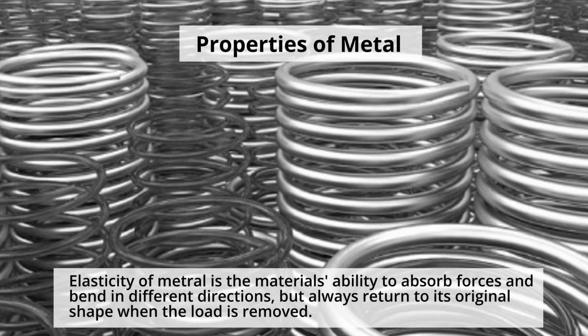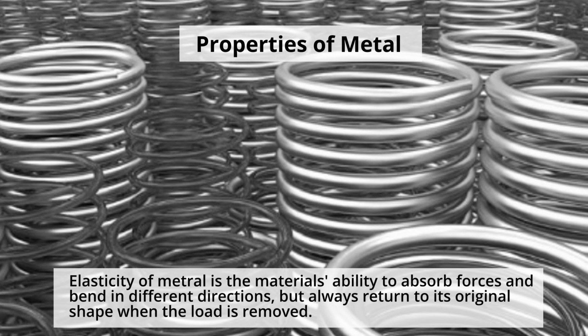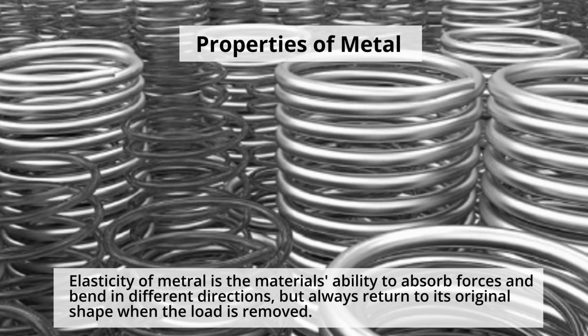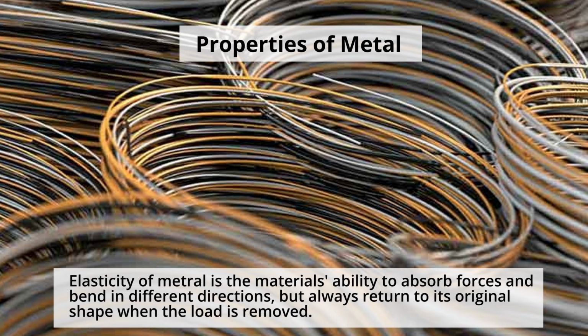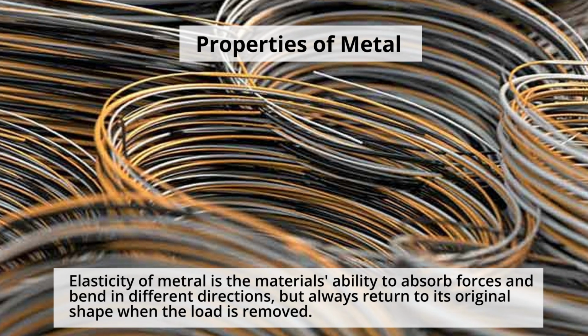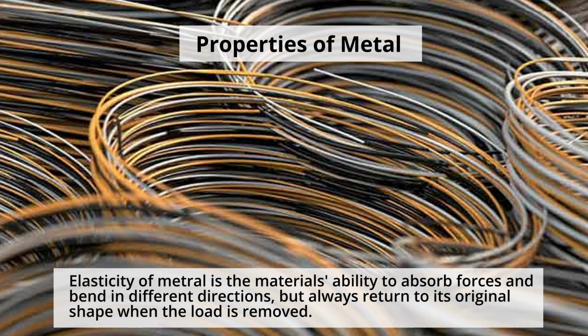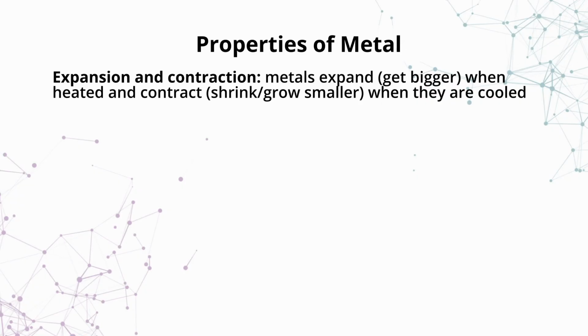Elasticity property of metal is the material's ability to absorb forces and bend in different directions, but always return to its original shape when the load is removed. For expansion and contraction, metals expand to get bigger when heated and contract to shrink, grow smaller, when they are cooled.